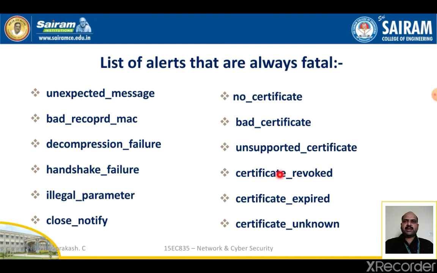The next one, certificate revoked. A certificate has been revoked by its signer. Then certificate expired. As the name itself shows, the certificate is not a valid one, or its validity has expired. Such certificates are going to be called certificate expired. Then the last one in this alert list, certificate unknown. Some other unspecified issue arose in processing the certificate, rendering it unacceptable. Such certificates are going to be called unknown certificate.